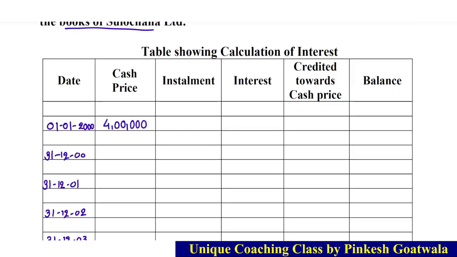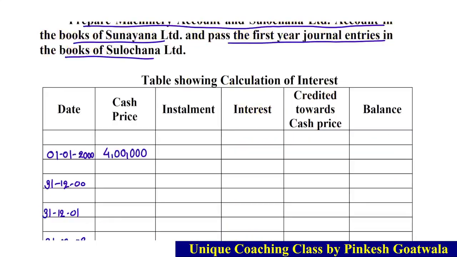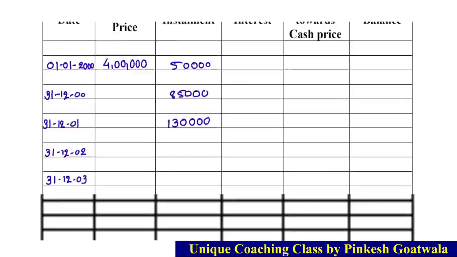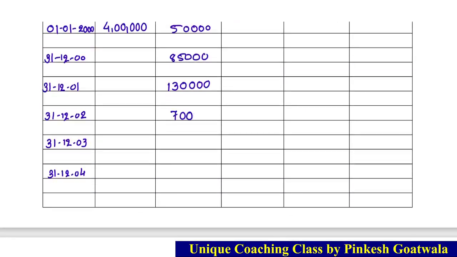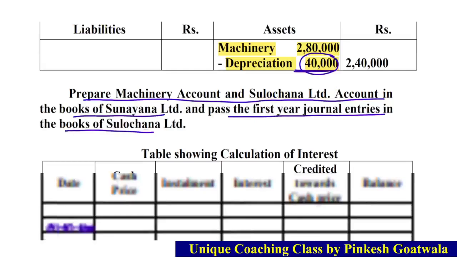Now let's write all the installments. Down payment 50, then 85, 130, then 70 and 65, and then a question mark, this amount is not given. And the rate of interest is 10%. So let's complete the table.